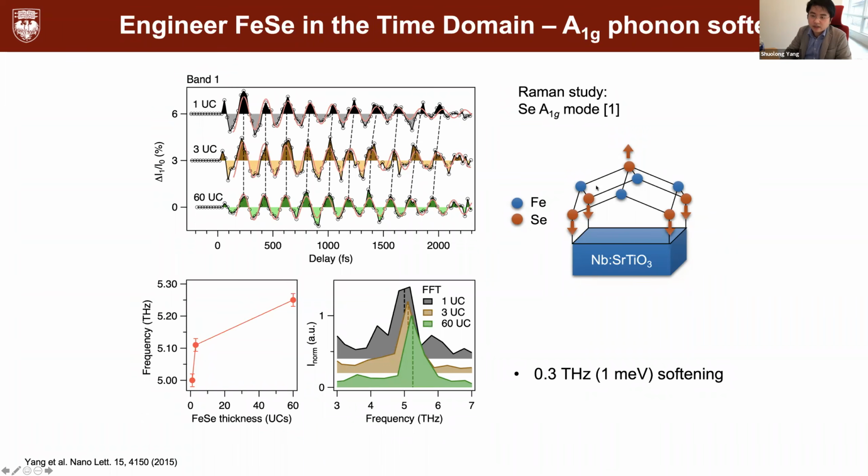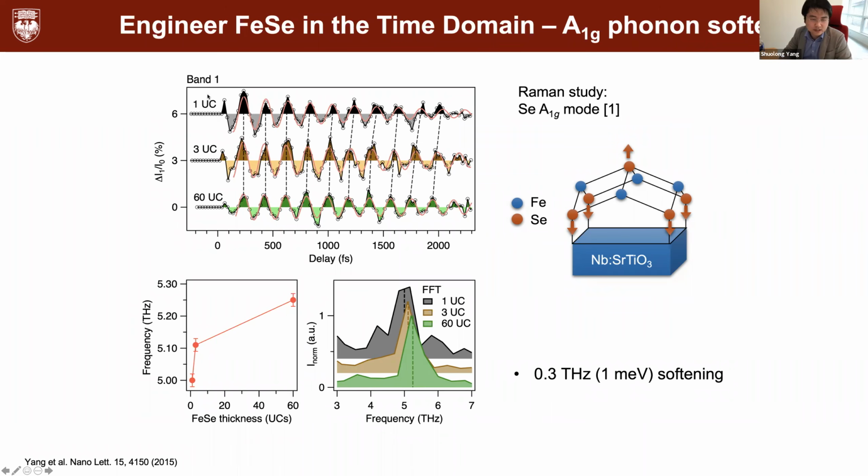Where one iron is connected to 4 seleniums and forms a tetrahedron. And the strongest oscillation is the so-called A1G mode, where basically the selenium layers on top of the iron and below the iron are oscillating against each other. And you can directly see this oscillation in the electronic structure measurements.